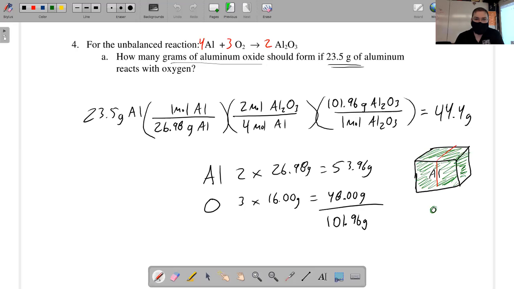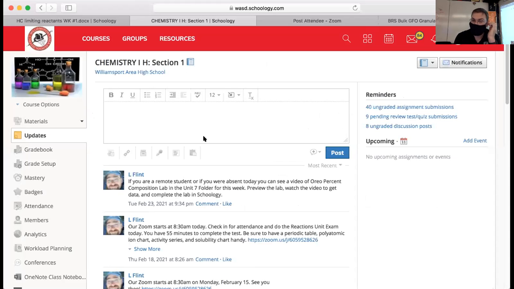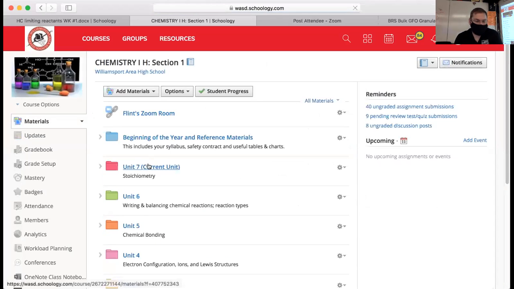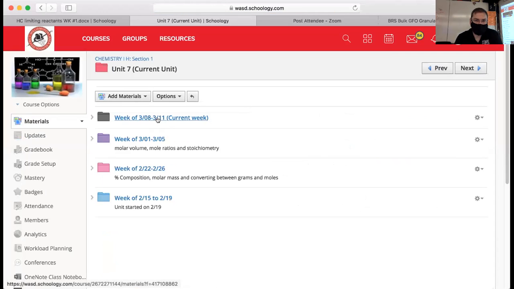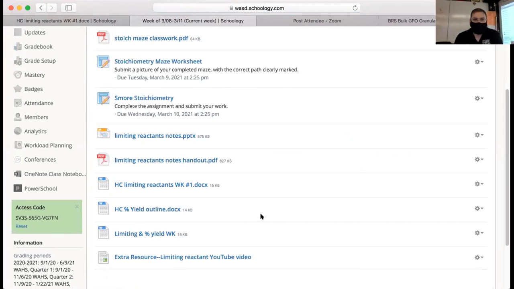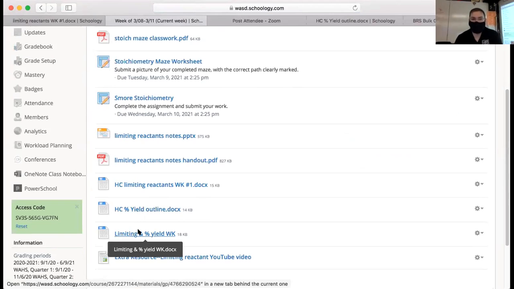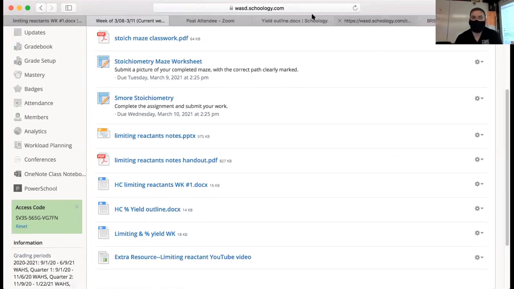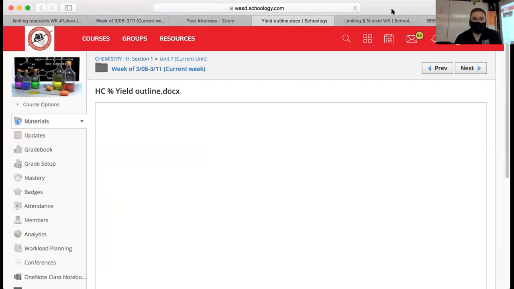Let's see, new share, Safari. Okay, in the folder for this week, at the bottom, here we go, 3.8 to 3.11. At the bottom, it says honors chemistry percent yield outline, and then percent yield worksheet. So the percent yield outline, if you have that, or if you're remote, you can look at it.